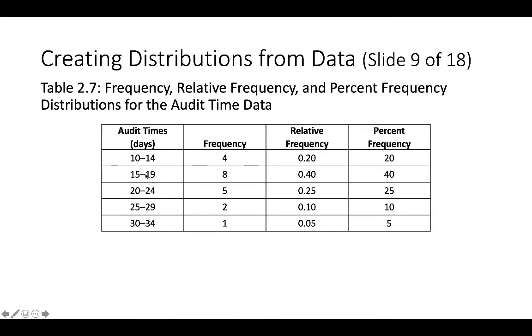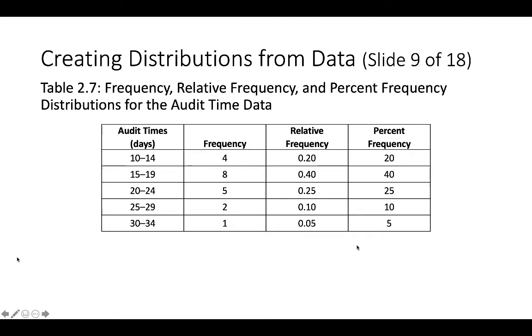With the bin width and bin limits determined, a frequency distribution can then be obtained by counting the number of data values belonging to each bin. We can then use the frequency distribution to say that the most frequently occurring audit times are in the bin of 15 to 19 days, because it has 8 data values out of the 20 total. Only 1 audit required 30 or more days. That shows it's an unusual case.